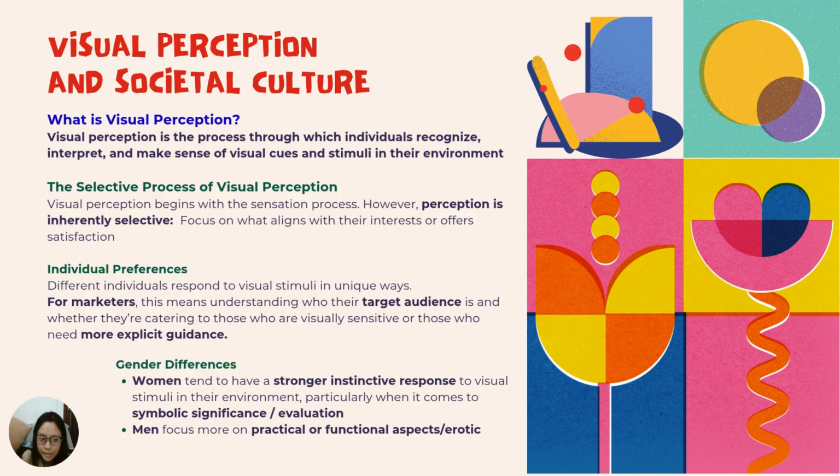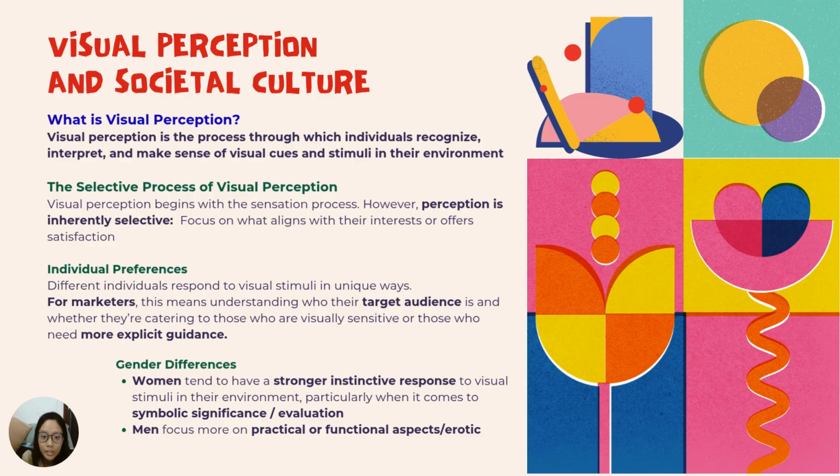So, what is visual perception? Visual perception is the process through which individuals recognize, interpret, and make sense of visual cues and stimuli in their environment. Simply put, this is how we see the world and make meaning from what we see. This process forms the foundation of human behavior in any environment, whether it's at home, in a store, or on the road. Visual perception is not just passive observation, it's active.